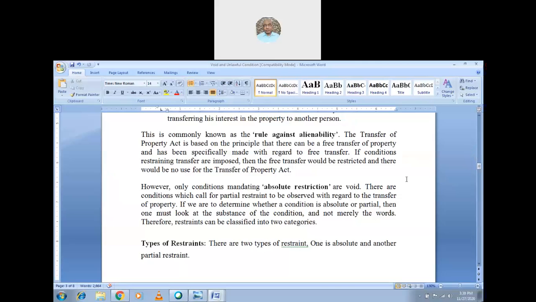Then, how do we determine whether a condition is absolute or partial? The condition will make it clear. One must look at the substance of the condition, what its contents are, and not merely the words. Therefore, restraints can be classified into two categories, based on the substance of the conditions.